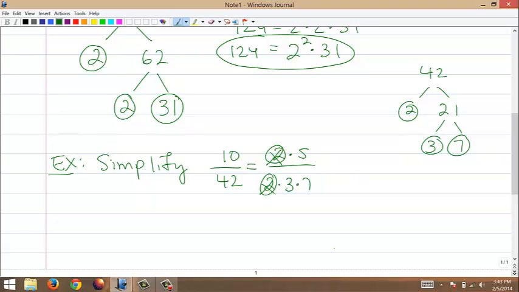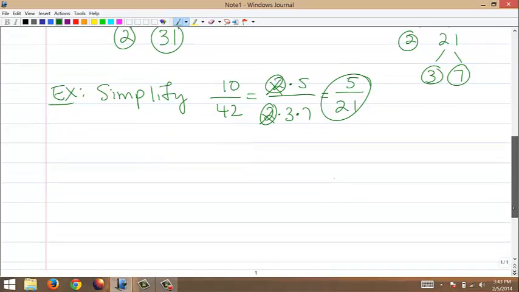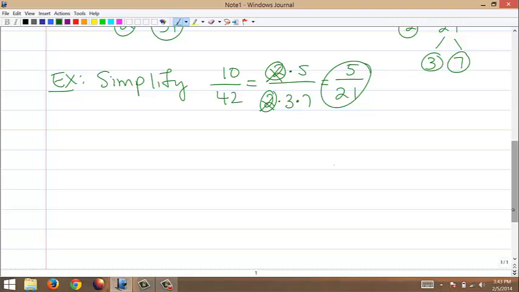So when we cancel the 2's out, whatever's left over will be our simplified fraction form. So on the top we've got 5, and on the bottom we've got 21. So 5 over 21 is as far as we can go with this one. All right, is that okay? All right, very good. So now let's move on to talking about the least common multiple real quick.